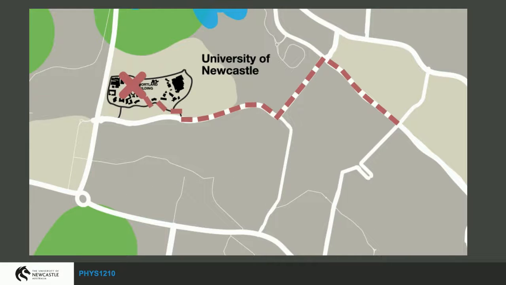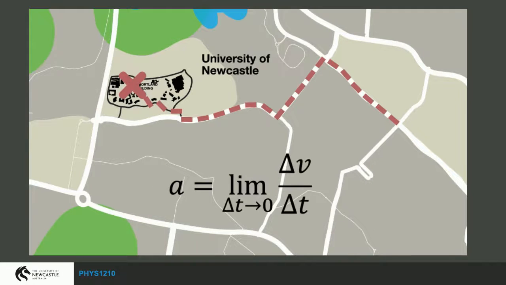This is the same for acceleration. Average acceleration is the change of velocity divided by the time taken to make the change. Instantaneous acceleration is the average acceleration over a really small time period.